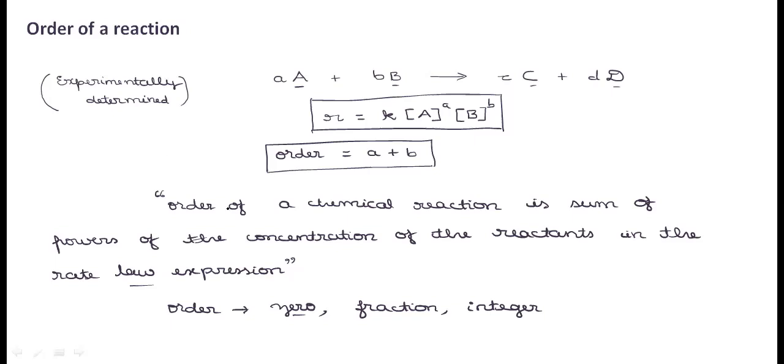Now we'll try to learn what are the different types of order of a chemical reaction. We'll see a few important examples, as mentioned in the syllabus. So the first one, we'll concentrate on zero order reaction, then first order reaction. These two we have in the syllabus in detail to learn.